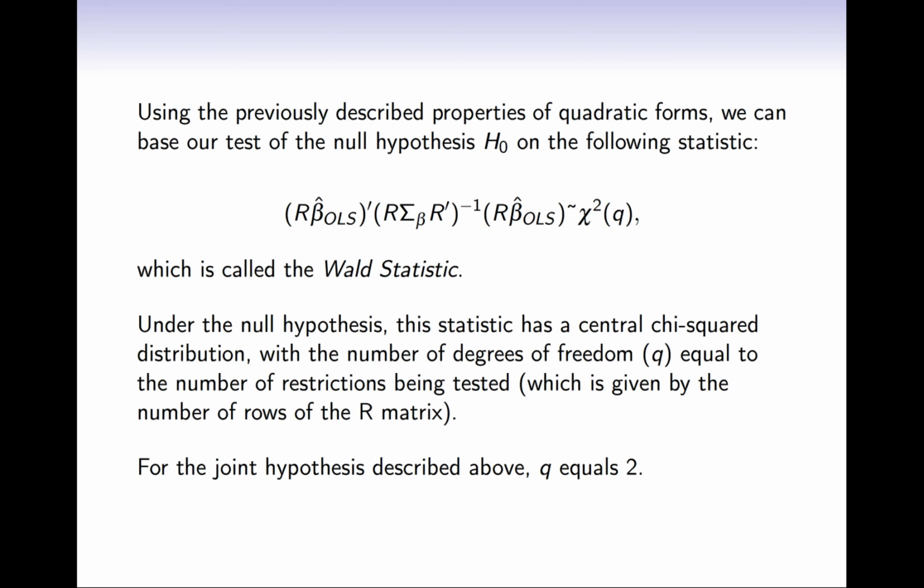And the degrees of freedom is going to be the number of restrictions we're testing. So in this example, where we're just testing beta 1 equals 0 and beta 2 equals 0, the degrees of freedom is 2. So Q equals 2. It's usually the number of rows of the R matrix. That's how many restrictions. It's not the number of betas involved, okay? Because if we tested like beta 1 plus beta 2 equal 1, that's only one restriction. It's really the number of equations that is the number of restrictions, not the number of betas involved. So just keep that in mind. And it usually corresponds to the number of rows of the R matrix.